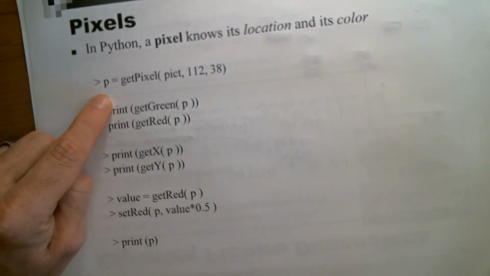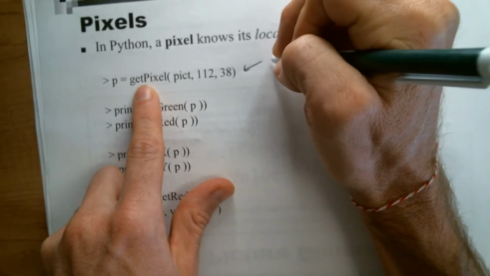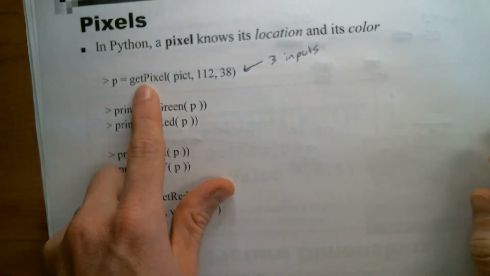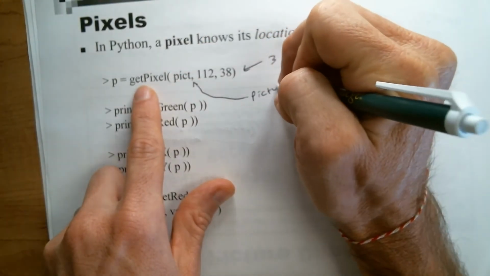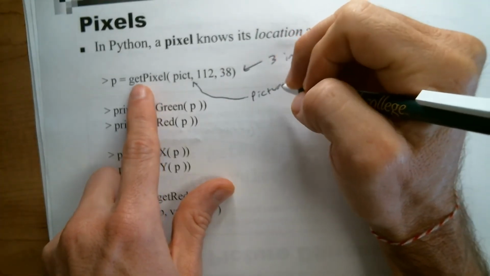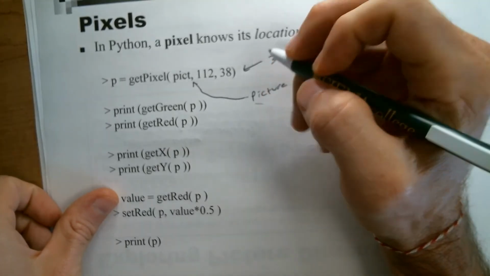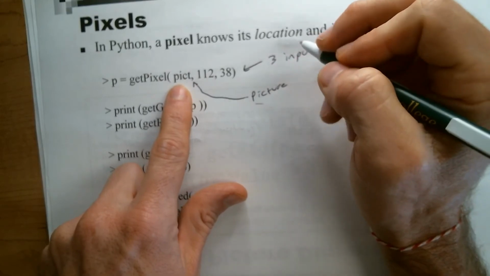So this very first line, we are using a function that's part of jest.py called GetPixel. This is a function that requires 3 inputs. The first input is a picture variable, or a picture object, but basically you've created some sort of picture, you've given it a label. So this has to be a picture. It can't be like a word or something like that.